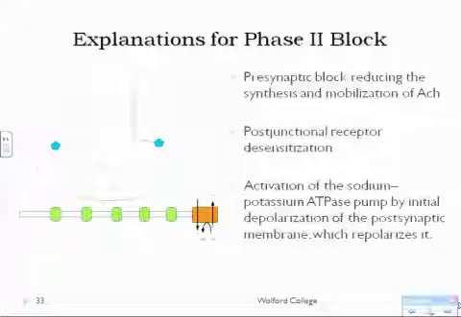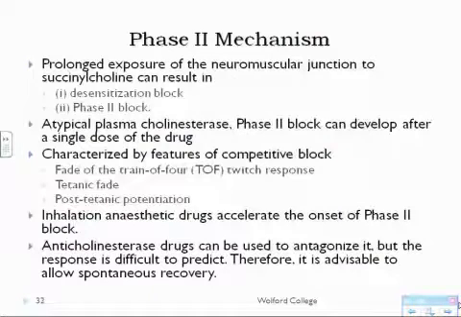All right, now let's go into phase 2, then I'll stop, and I'll give you guys a little break because I want to talk about phase 2, and then we'll talk about the next agents. Phase 2 mechanisms: prolonged exposure of the neuromuscular junction to succinylcholine can result in a desensitization block or a phase 2 block. The other thing where this can take place is if you have atypical plasma cholinesterases, then the phase 2 block almost develops immediately.